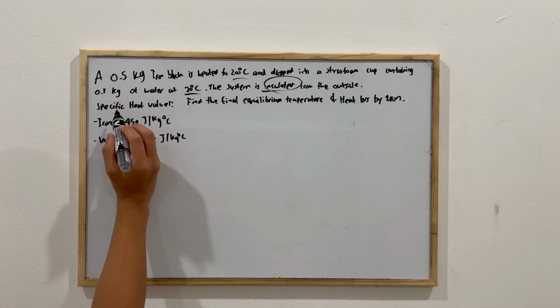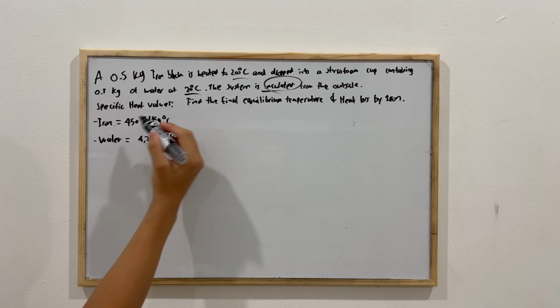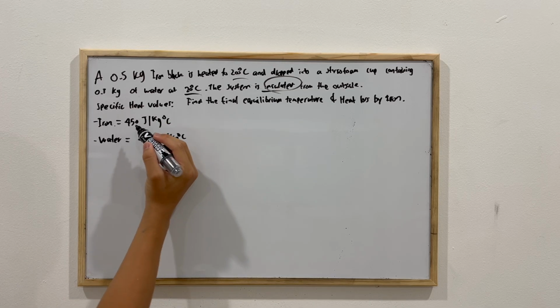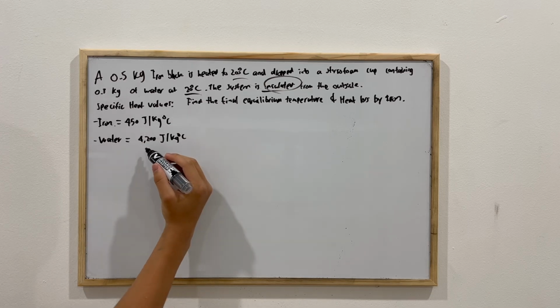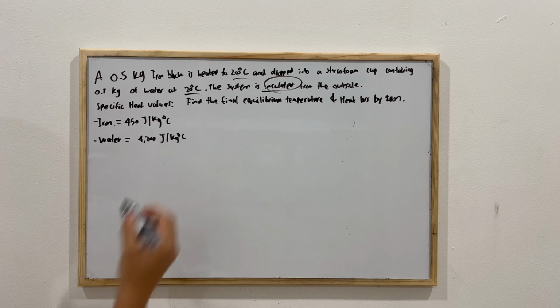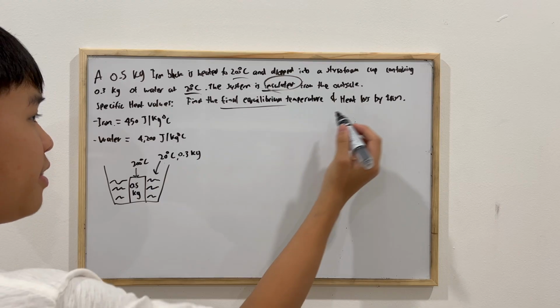And we're given specific heat values, which tell us the total energy released by heat: the iron at 450 joules per kilogram Celsius and water at 4,200 joules per kilogram Celsius. And the question is asking us to find the final equilibrium temperature and the heat lost by iron.